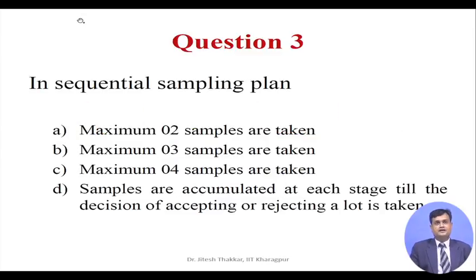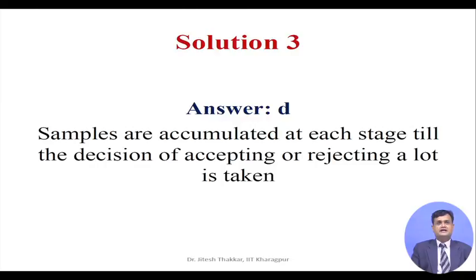Question 3, in sequential sampling plan, option A, maximum 2 samples are taken, B, maximum 3 samples are taken, C, maximum 4 samples are taken, and D, samples are accumulated at each stage till the decision of accepting or rejecting a lot is taken. So the correct answer is D, samples are accumulated at each stage till the decision of accepting or rejecting a lot is taken.